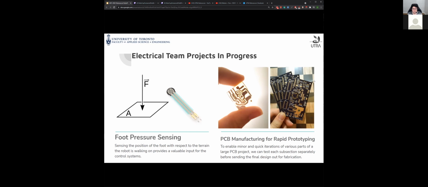There's also a project with PCB manufacturing with UFT resources, so that we don't have to go to other companies and do prototyping, which took a lot of time for us previously.